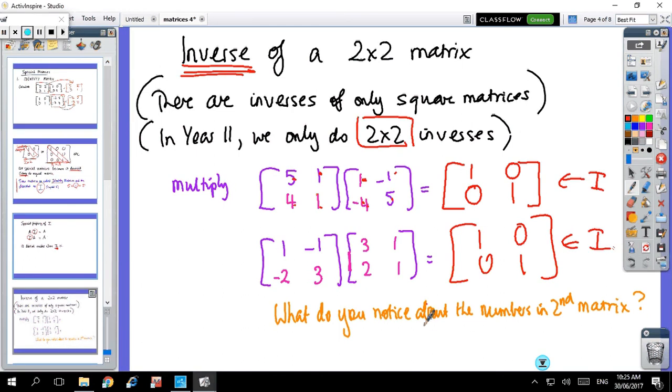So what do you notice about the numbers in the second matrix compared to the first matrix? Just have a look and see if you can see any patterns. Pause, and then when you're ready, come back.